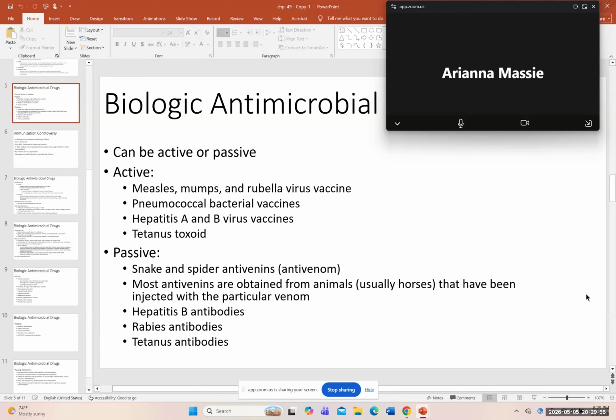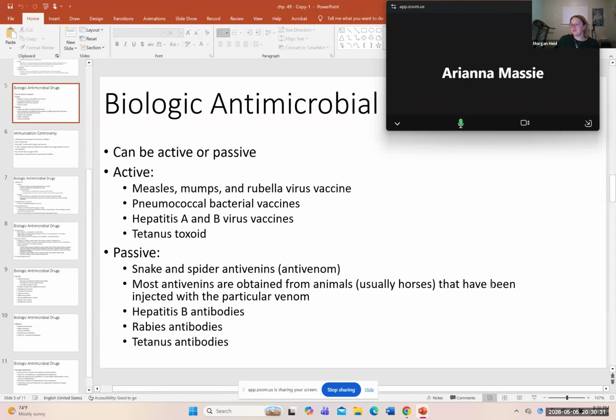For an example, when you get bit by a spider or a snake, don't they take the venom of the spider or the snake and make a passive drug? So what they usually do is they will actually have the venom there. They'll draw it from the snake and then they'll inject it into another animal. It's kind of cruel, like a horse, and the horse may die.